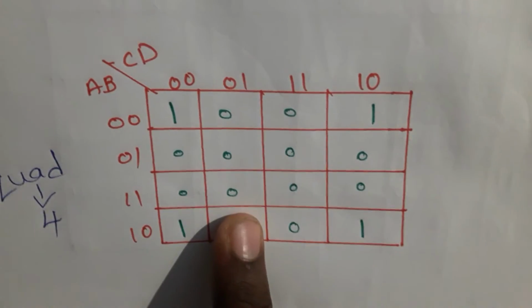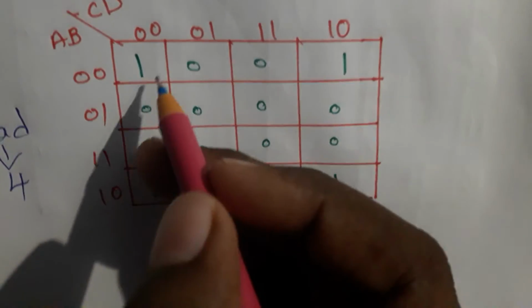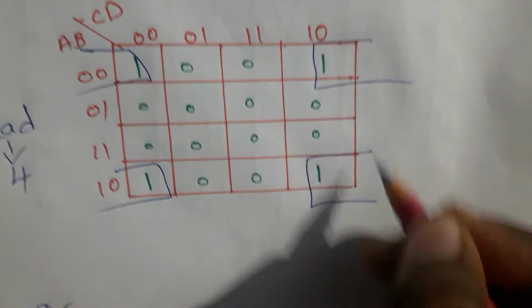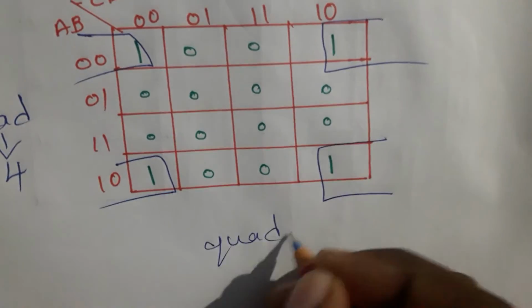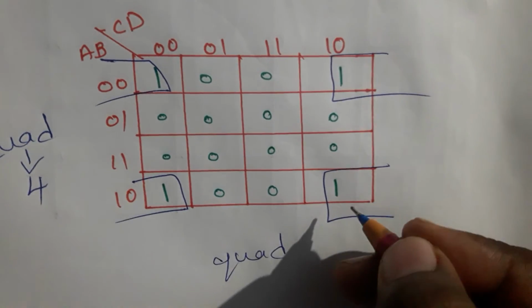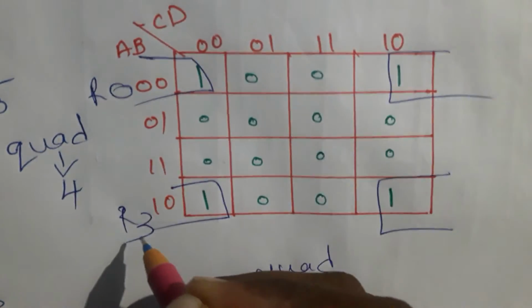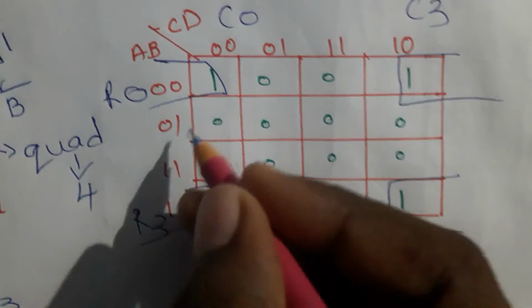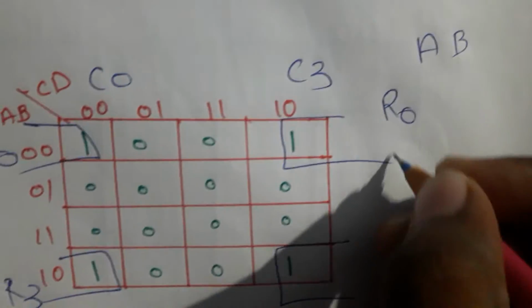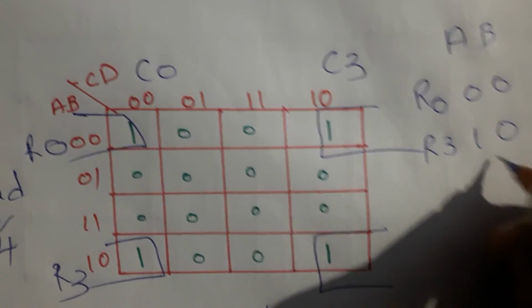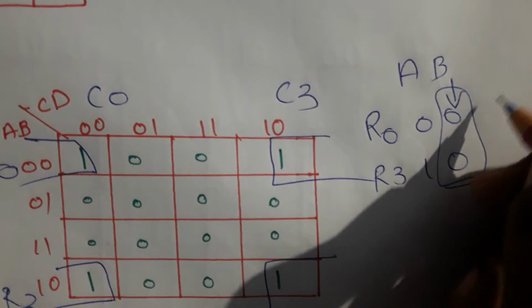Here is a 4 variable K-map. Here we are having all ones in the corners: this one, this one, this one, this one. It makes a quad. We have to check in which rows and columns the group is covering. It covers R0, R3, and C0, C3. Whenever it is covering two rows or two columns, we have to take the common term. On the AB side, it covers R0 and R3. R0's value is 00 and R3's value is 10. The common term is 0. In B's place we are having 0, that means B bar.